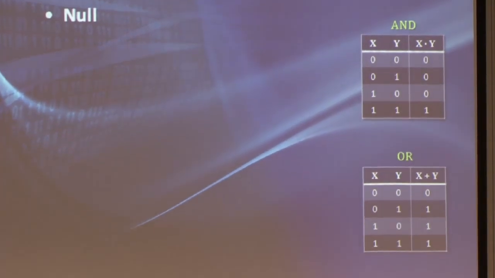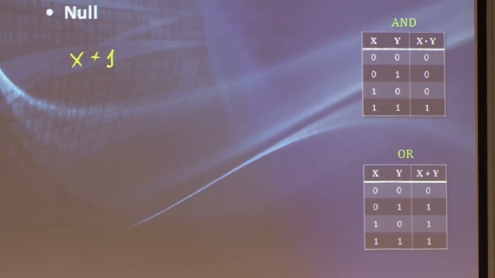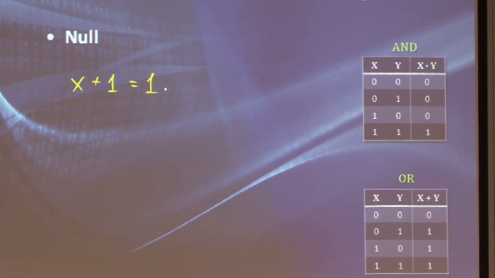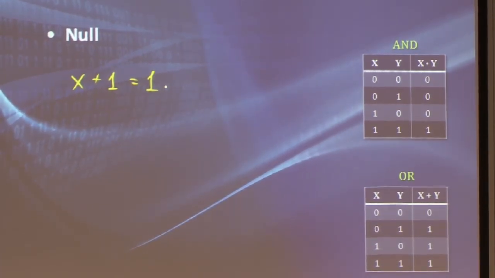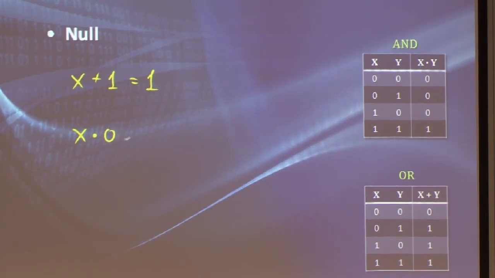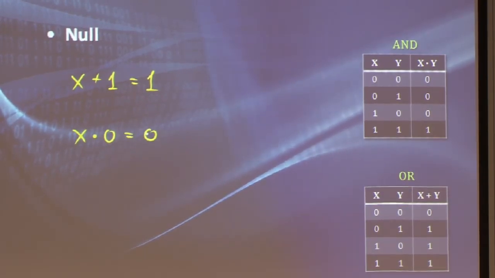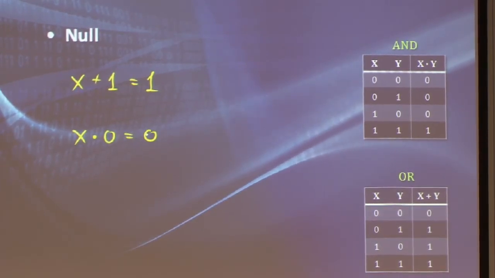The null identity states that anything OR 1 will give you a 1. And this is something we said before. It's a property of the OR gate. As long as there's at least one 1 in an OR, the result will be a 1. And it's sort of dual. Anything ANDed with a 0 will produce a 0 at the output, which is quite apparent from the AND gate. As long as we have at least one 0, anything ANDed with 0 will give you a 0. You really need two 1s in order to produce a 1 at the output.